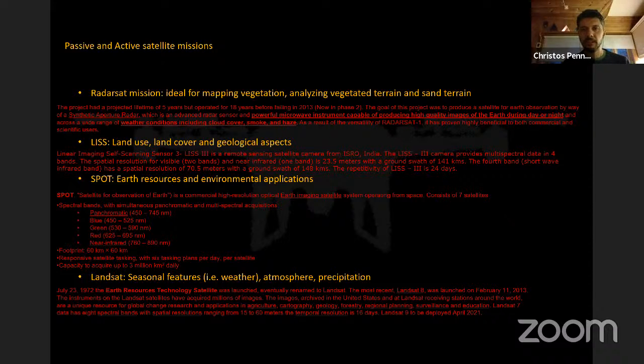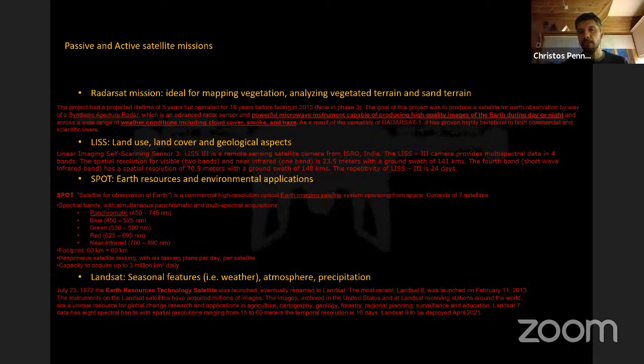The first one is the RadarSat mission, which was ideal for mapping vegetation, analyzing vegetated terrain and sand terrain. This project had a projected lifetime of 5 years, but operated for 18 years. This is how successful this mission was. It failed in 2013 in phase 2.